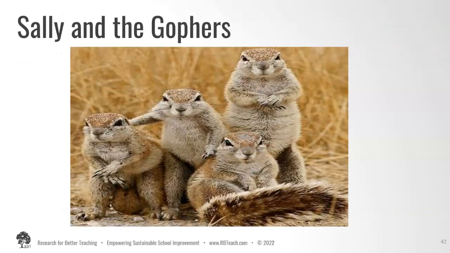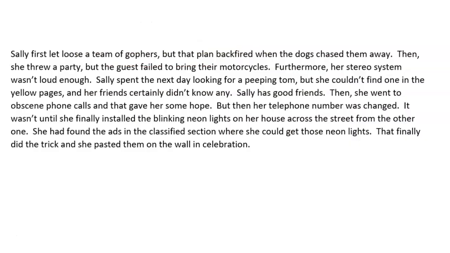So communicating the objective. We're going to take a look at this story about Sally and the Gophers, and it's on this page here. As I read this for you, just think about the meaning of it. So Sally first let loose a team of gophers, but that plan backfired when the dogs chased them away. Then she threw a party, but the guests failed to bring their motorcycles. Furthermore, her stereo system wasn't loud enough. Sally spent the next day looking for a peeping Tom, but she couldn't find one in the Yellow Pages, and her friends certainly didn't know any.